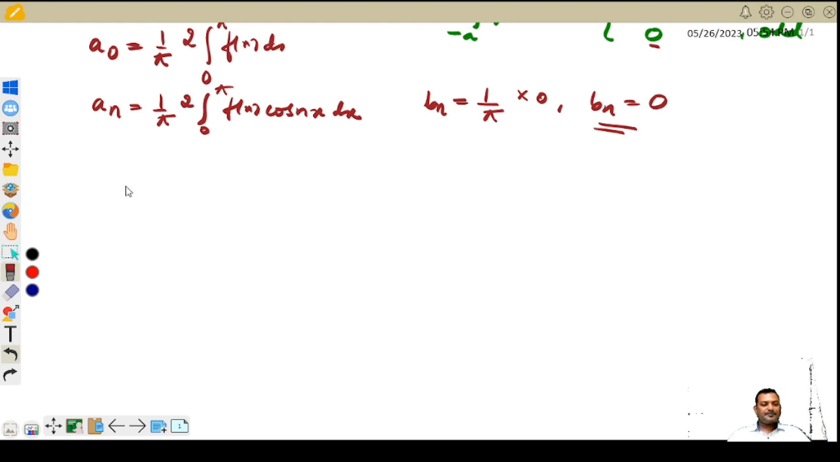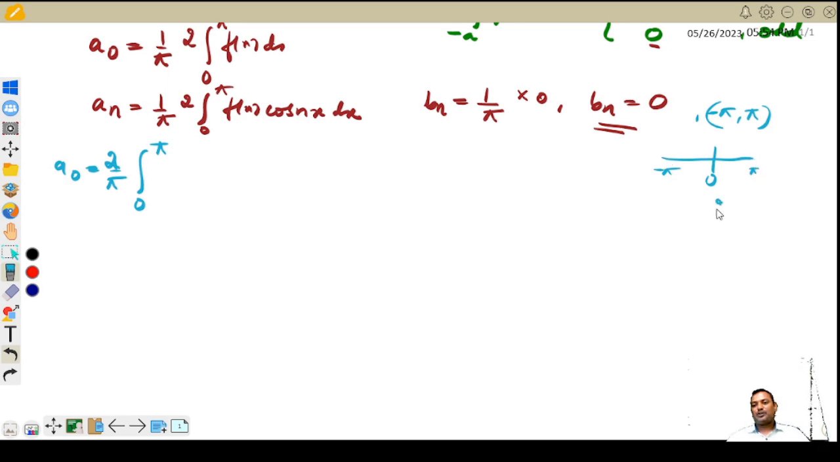Now the value of a naught equals 2 by pi, integral runs from 0 to pi. Actually, minus pi to pi is reduced into half, so minus pi to pi becomes 2 times of 0 to pi, student.